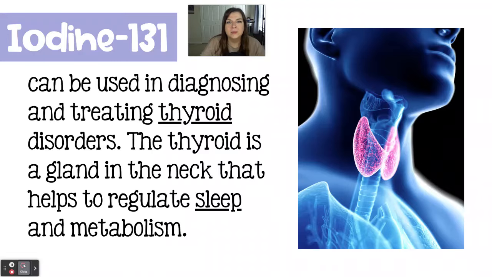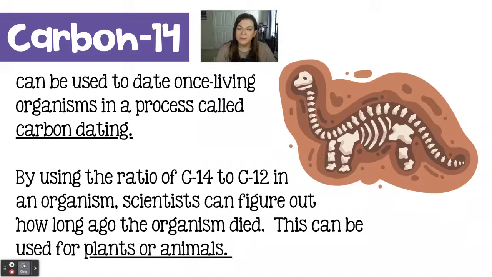Now, getting into some specifics. Iodine-131 is going to be used to diagnose or treat thyroid disorders. The thyroid is a butterfly-shaped gland in the neck, and it helps to regulate sleep and metabolism. And there are actually a good number of people who have thyroid issues. So, in order to diagnose them or maybe even treat them, iodine-131 is going to be used to help these people get their things figured out.